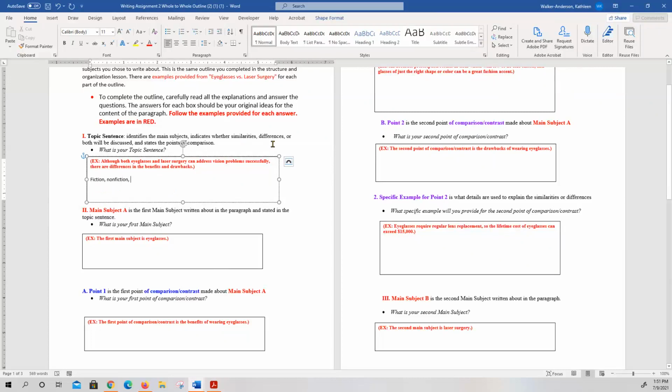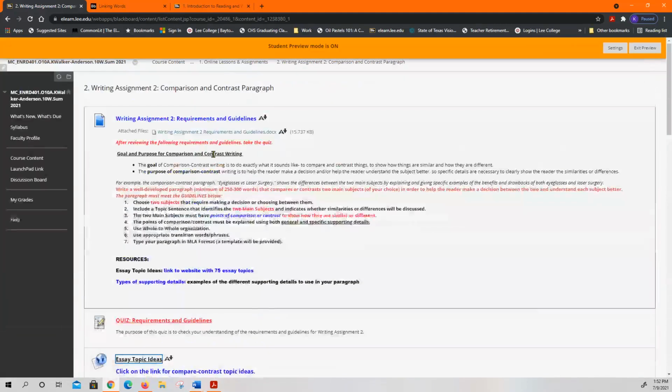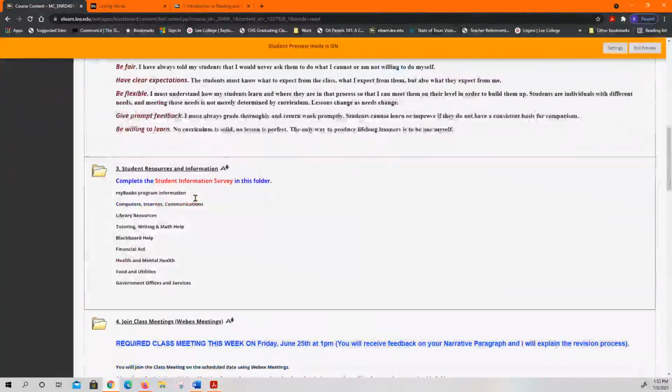Now, similarities or differences or both. Well, I'm not sure. I've got to figure out what I'm going to write about. As I'm figuring out what I'm writing about, I'm putting it into the outline. That's why this is planning the paragraph. You're not going to know exactly all these answers right away. You're going to have to go look for some information or think of some information. So because we're doing fiction and nonfiction, I'm going to go back to the class for a second, and I'm going to go back to week 2, where those lessons were in that presentation.